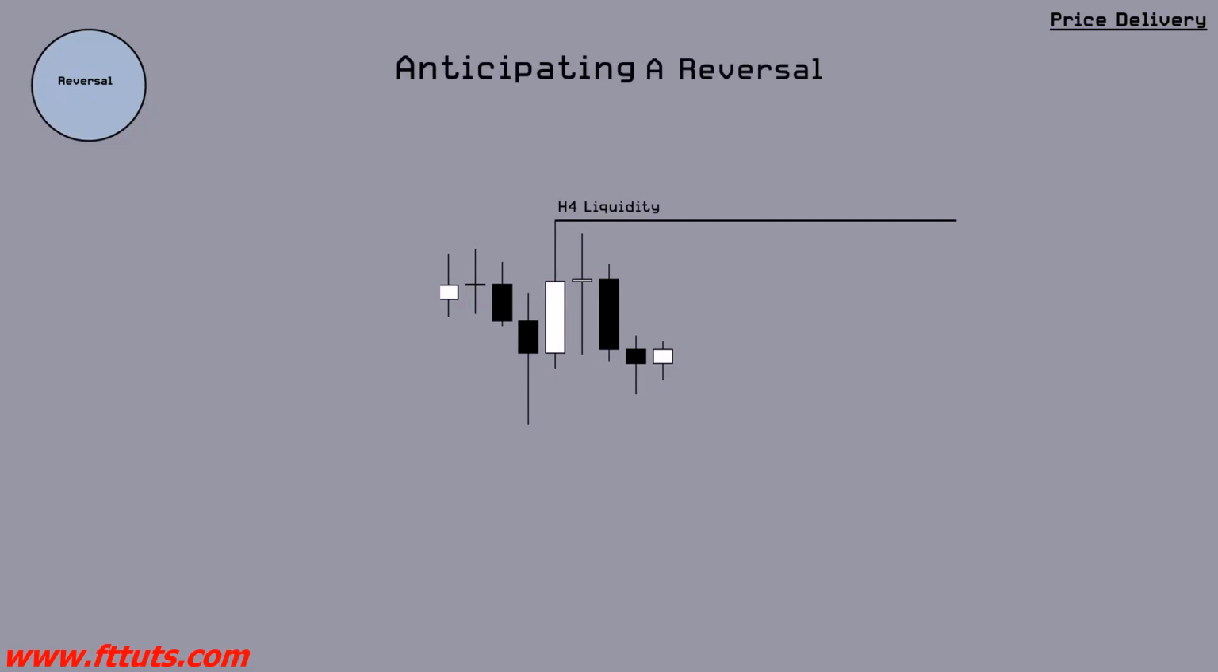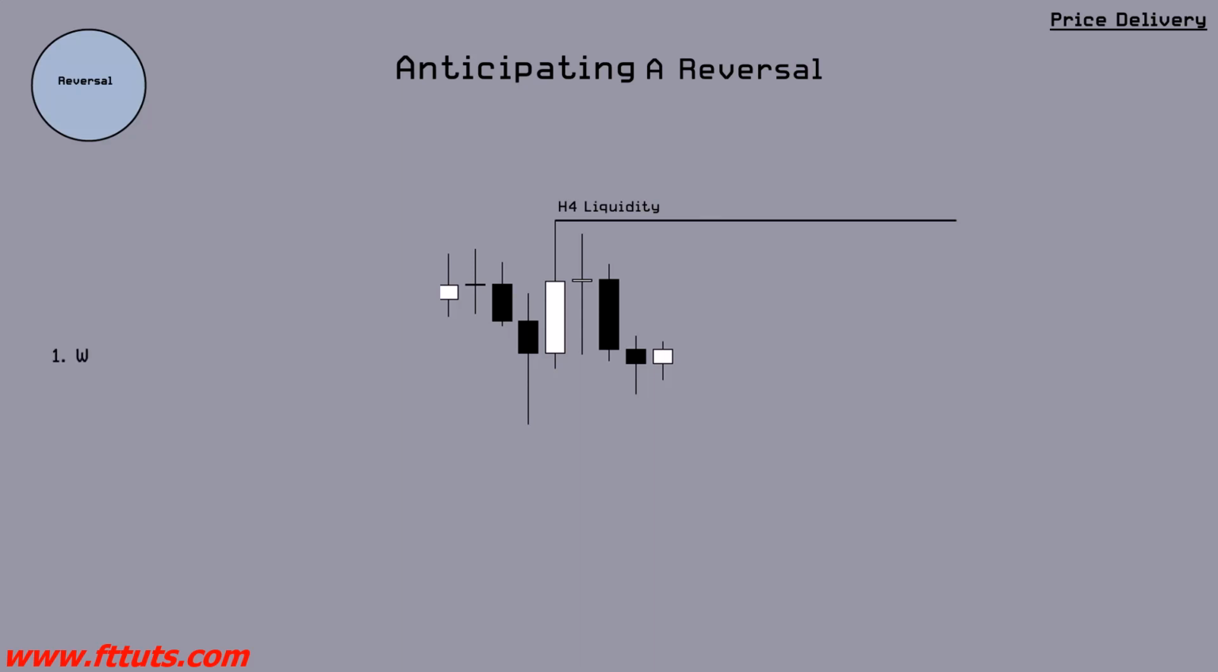Anticipating a reversal. I'm now going to show you an example of how you can anticipate a reversal on the actual price chart. In this particular example, I'm going to use the H4 time frame and the M15 time frame. To help guide ourselves in anticipating certain price delivery, we are using the 3 questions again.